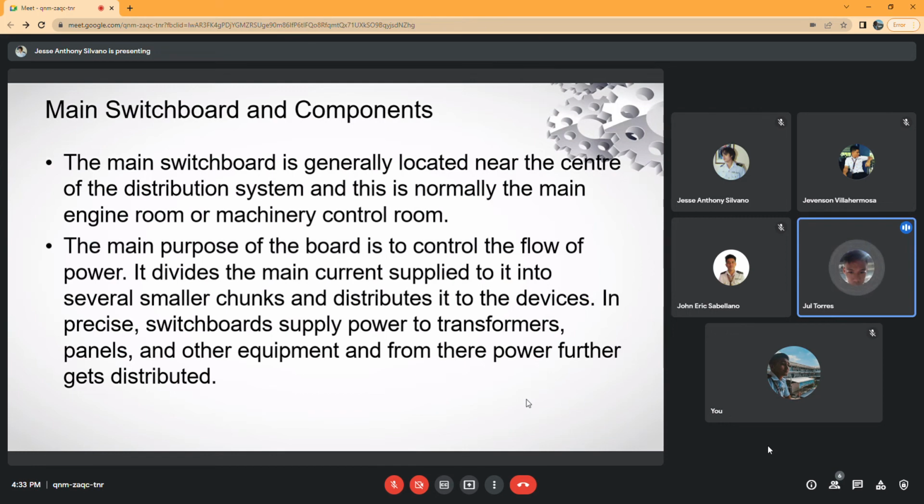The main purpose of the board is to control the flow of power. It divides the main current supplied to it into several smaller chunks and distributes it to the devices. In precise terms, switchboards supply power to transformers, panels, and other equipment, and from there the power further gets distributed.